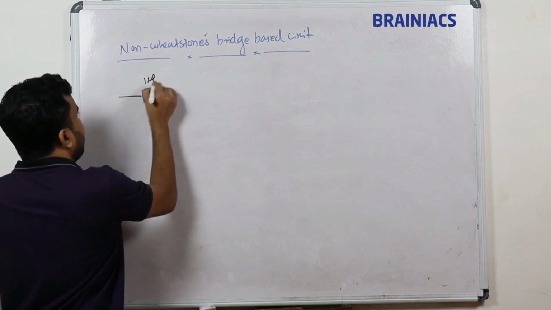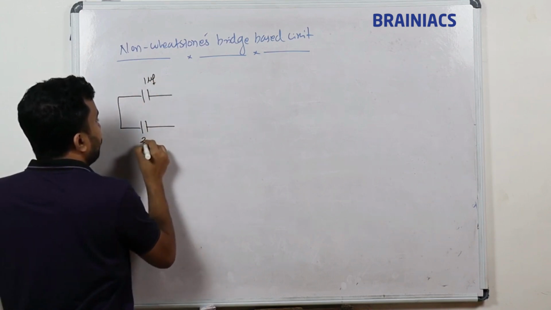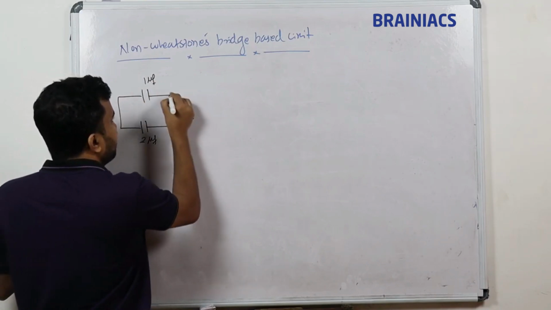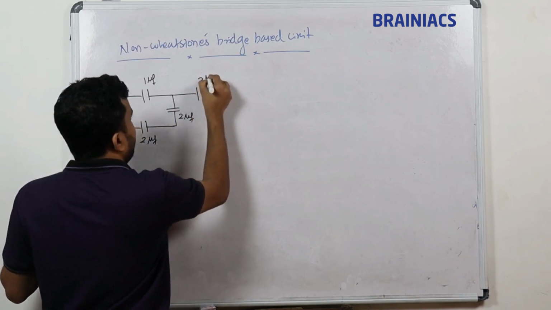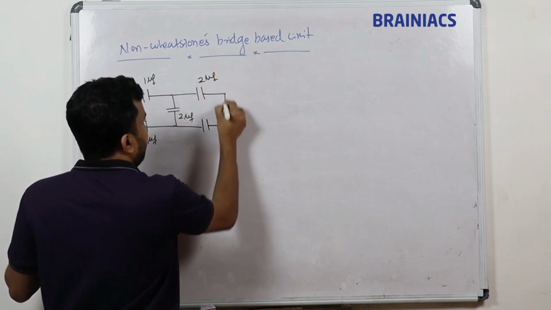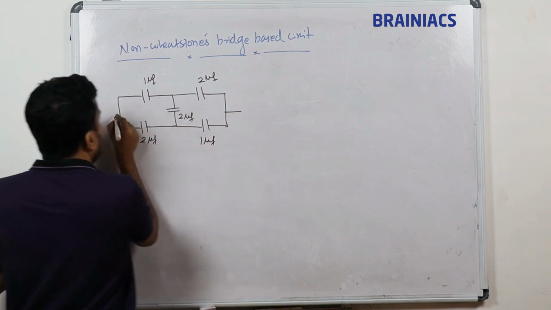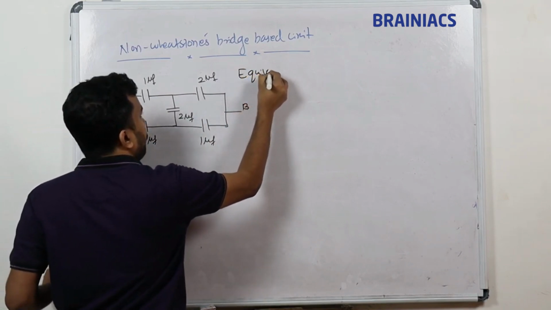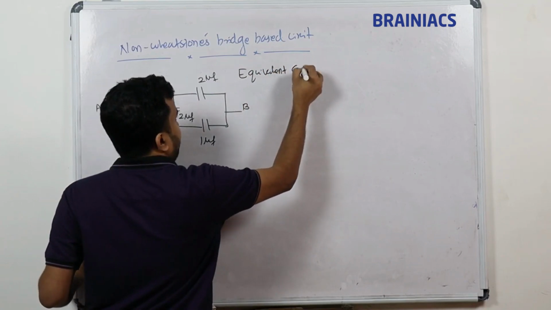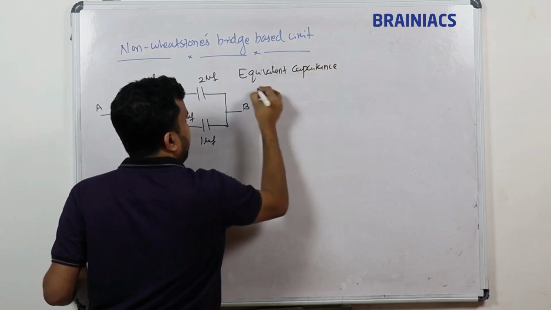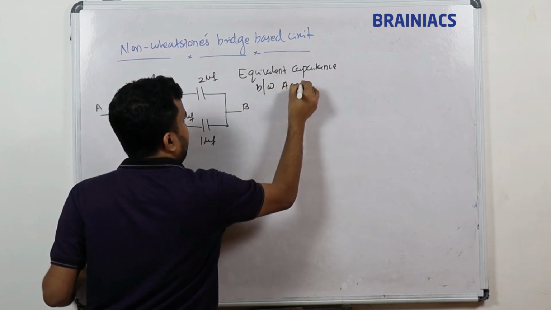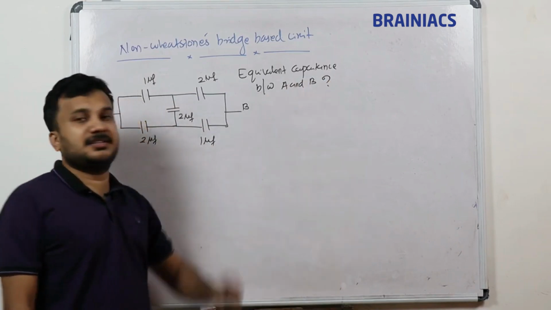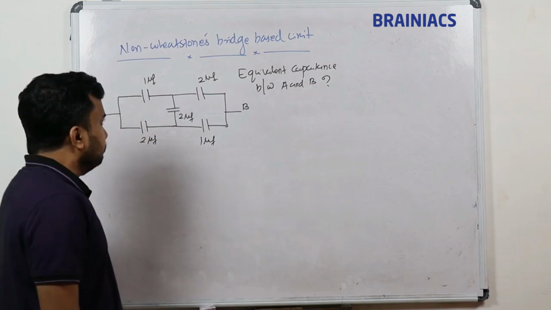I have a 1 microfarad capacitor. I have a 2 microfarad capacitor. I have another 2 microfarad capacitor. I want a 2 microfarad capacitor here. I want a 1 microfarad capacitor here. So I want to find the equivalent capacitance between A and B. The question is quite simple: the equivalent capacitance between A and B. This is what our expectation is, and this is what we are going to do.